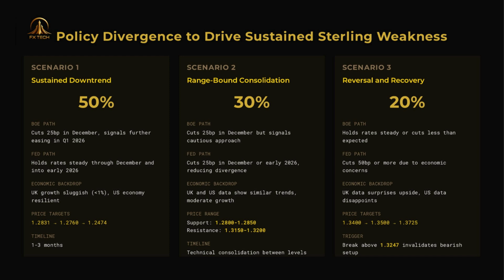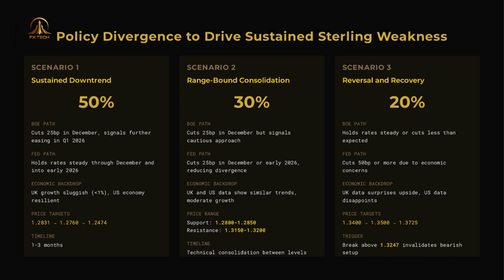Scenario 2, range-bound consolidation with 30% probability, sees both central banks adopting a more balanced approach, with the BOE cutting cautiously and the Fed beginning modest cuts, reducing policy divergence and leading to consolidation between 1.2800 and 1.3200.